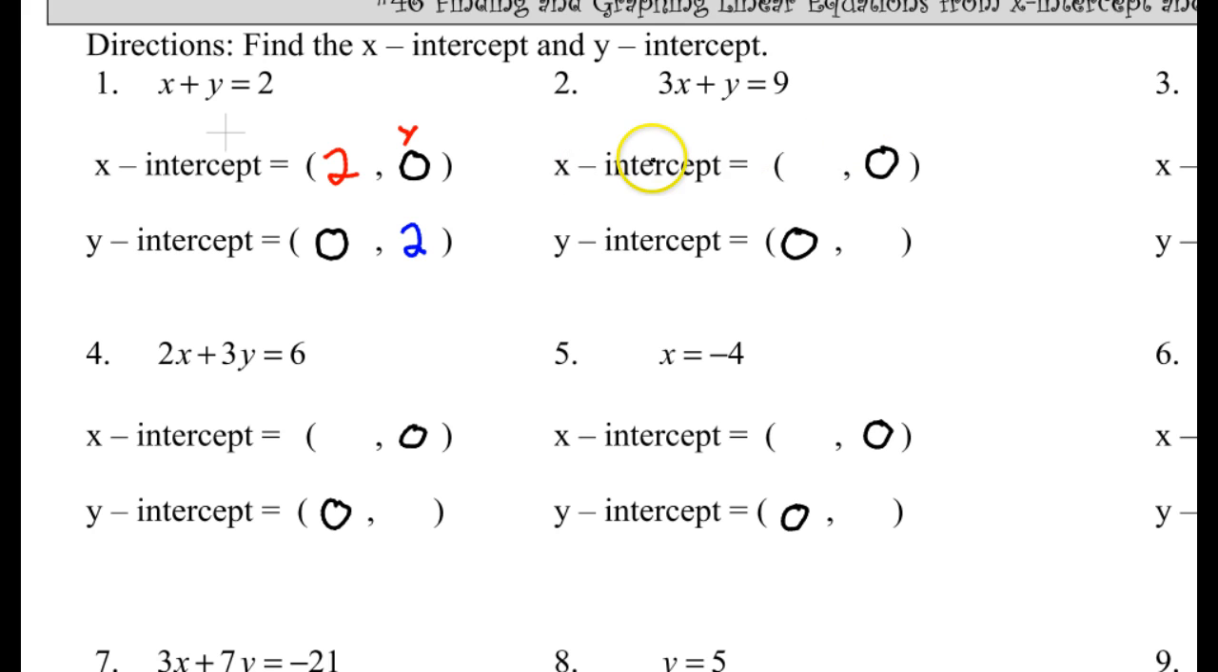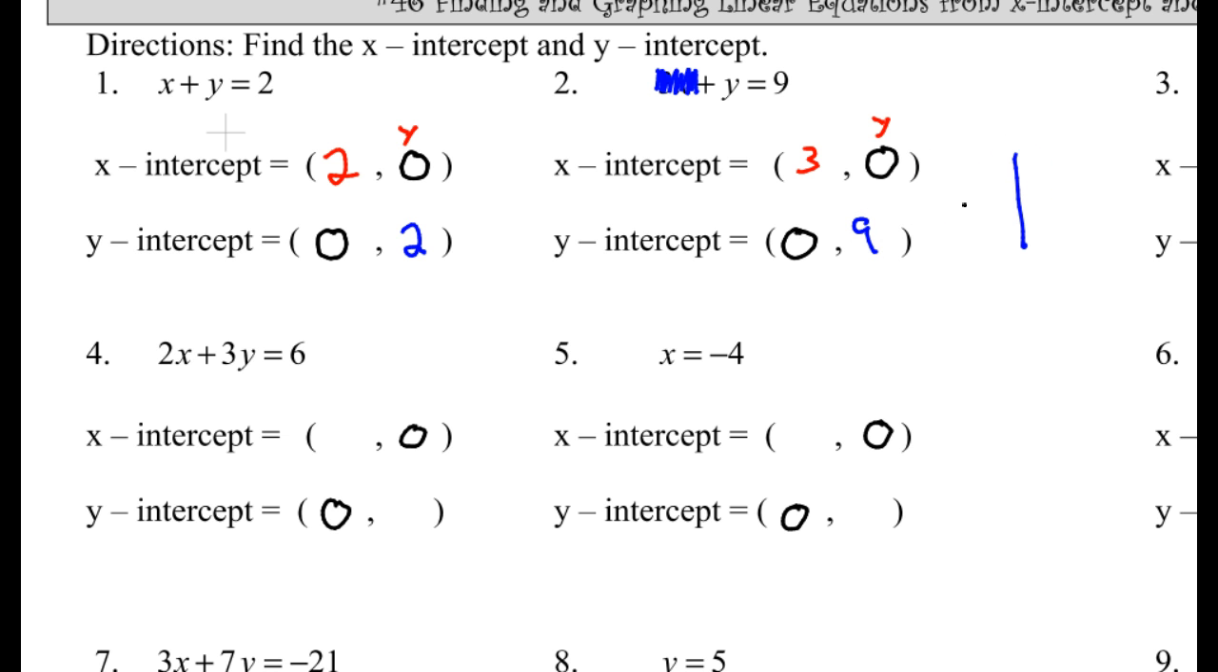So try this. Number 2, y equals 0. Make the y 0. See what's left over. What will the x equal? 3 times y is 9. 3. And then do the y-intercept. Plug in 0 for x. So if this is 0, it goes away. What's left over? Y equals 9.